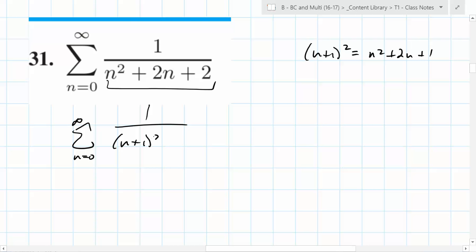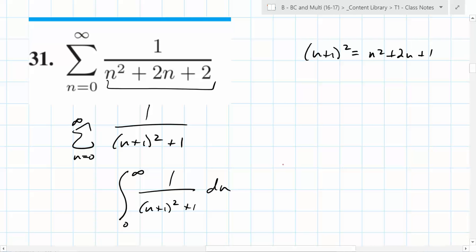N plus 1 squared plus 1, right? What is that almost like? There it is again. There's tan inverse again, right? So you're going to integrate what? From 0 to infinity of 1 over (n plus 1) squared plus 1 dn.